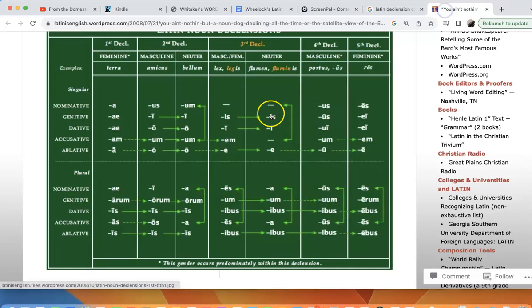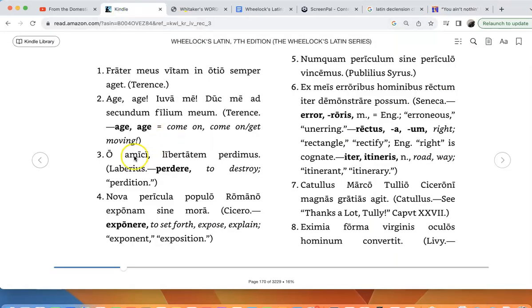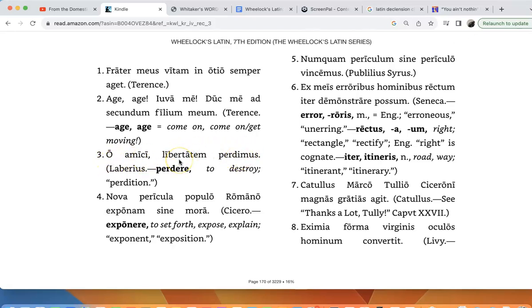So if we look at third declension accusative singular, here's the singular over here. You can see it ends in em, so that is the object of the destruction. So this one is fairly straightforward, once again, once we know the vocab. Oh, friends, we are destroying liberty.